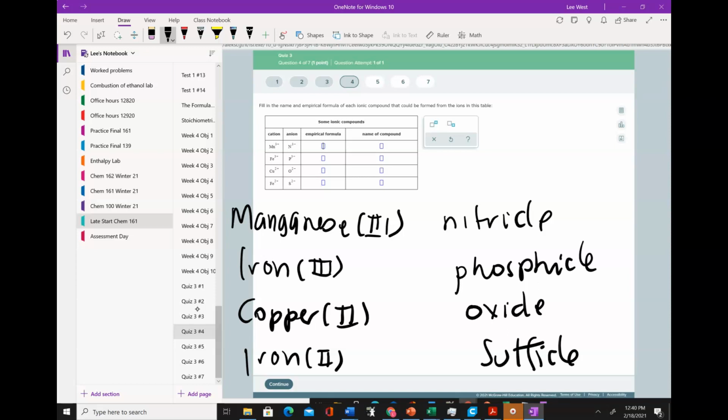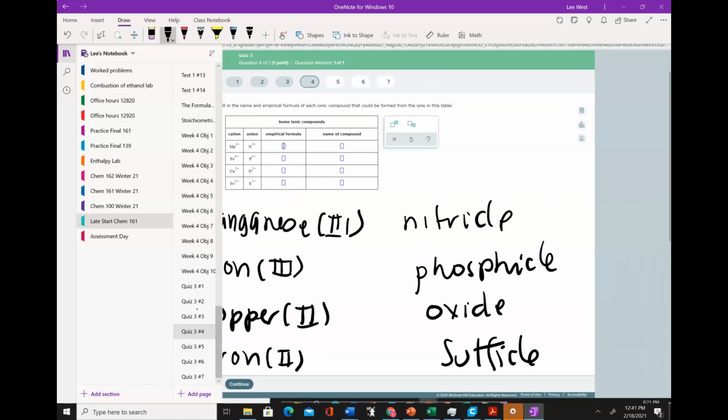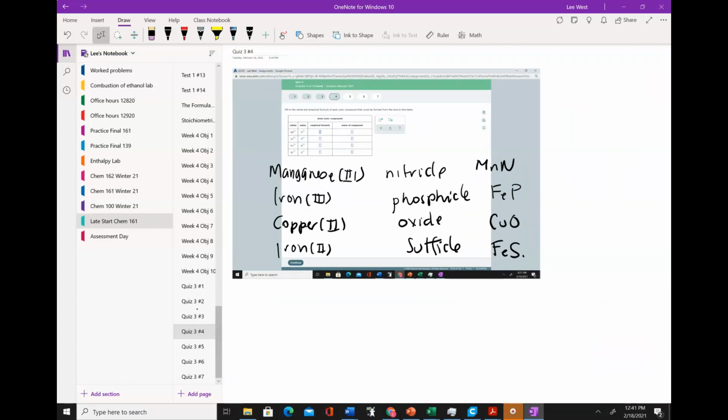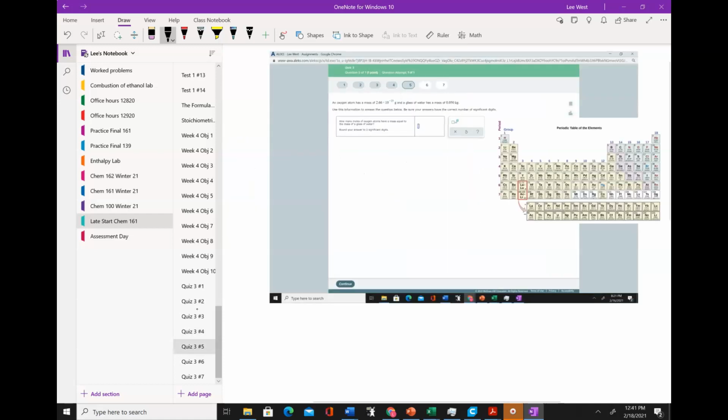All right, easy. And then the formulas, remember what I said about the formulas, because they're all equal and opposite charges, they're just going to be 1 to 1. So it's just going to be MnN, FeP, CuO, FeS. So just one of each, nice and easy. So not really much going on there. Write the name first, then the formula. Remember, for ionic compounds, we never include prefixes. That way, if you do write the name first, you're not going to be tempted to put monos and dis and tris where they're not needed.